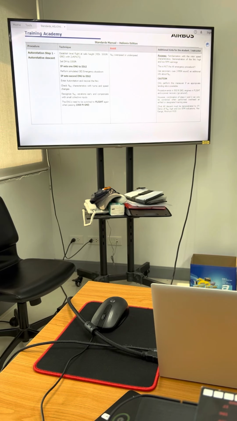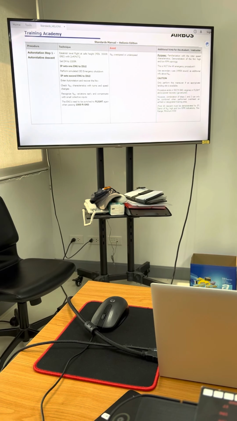Tu rentres en auto rotation après le premier déjà, tu commences pas à baisser le pas, tu gardes le pas. Oui, c'est ça. So this is the theory, but then there is a scenario you have to create, because it's just repeating something like a theory.